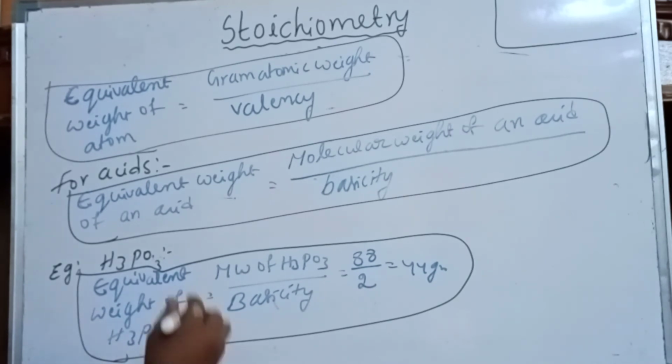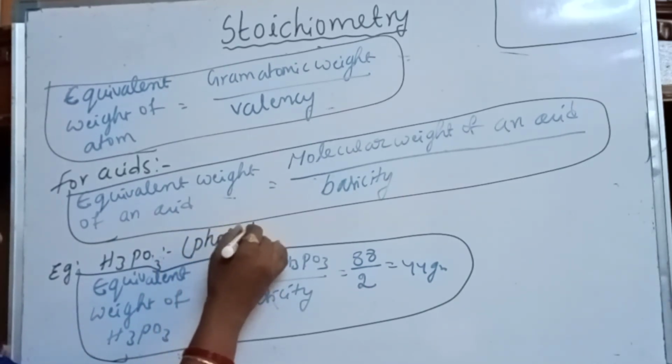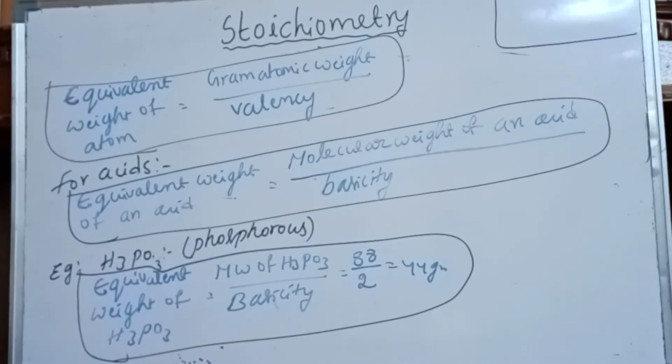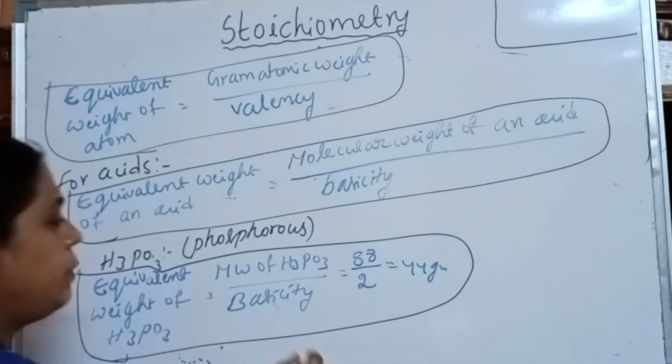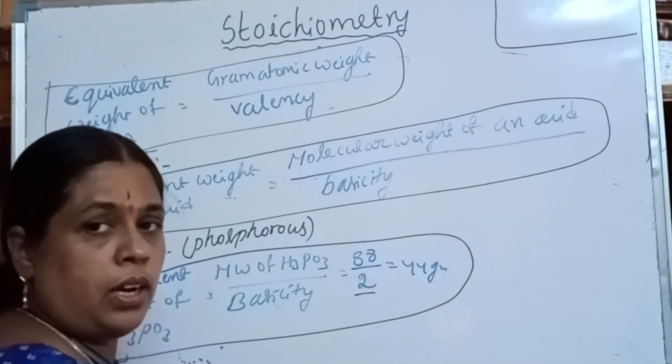What is the name of H3PO3? Phosphorus acid, orthophosphorous acid. To calculate its equivalent weight, it is molecular weight of H3PO3 by basicity. H3PO3 contains 3 hydrogens, but the basicity of phosphorus acid is 2 only, not 3.